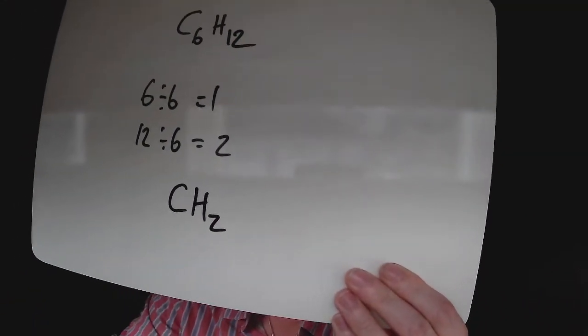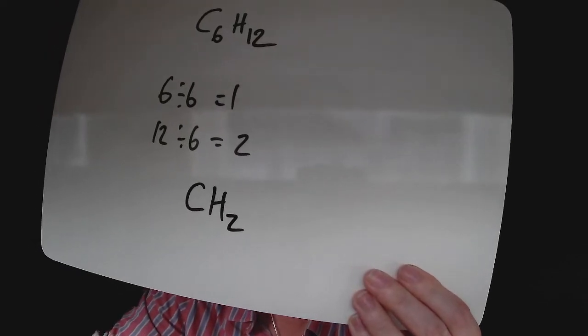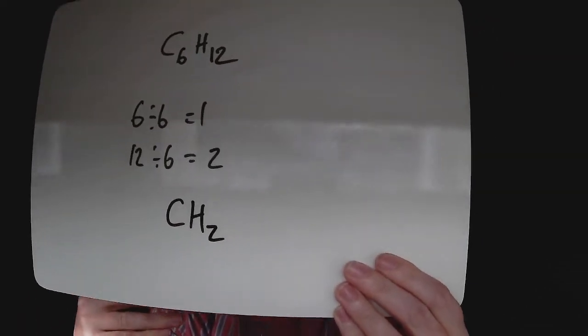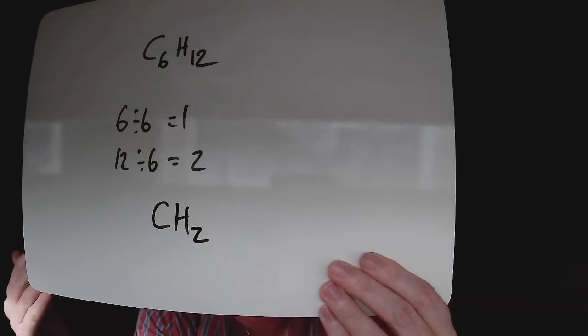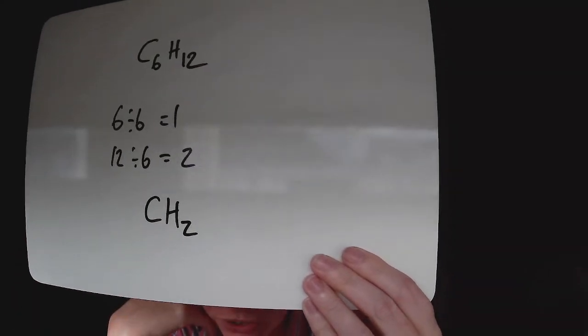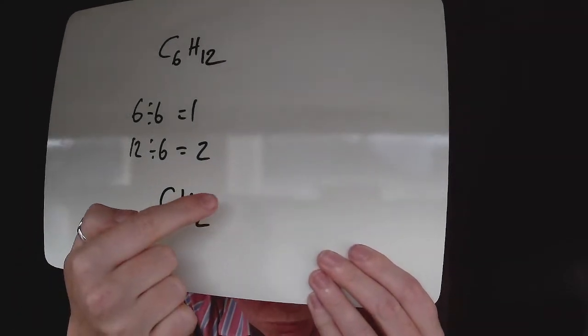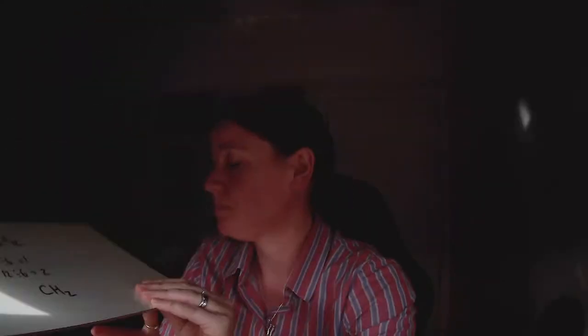Once you've found that highest common factor, divide each by that, and it tells you then what number of those particular elements you've got in your final empirical formula at the bottom there. So you can see CH2. That's all you've got to do. It's literally highest common factor, divide the chemical formula by the highest common factor, write it down.